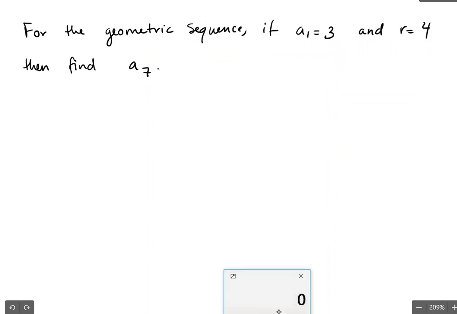Let's similarly attempt our next problem. For the geometric sequence, if the first term is 3 and the common ratio is 4, find the 7th term. Again, you could just list this out until you get to the 7th term, but by writing the formula based on the given information, we could find the 7th term in perhaps a more efficient way. So I'd encourage you to pause the video and attempt on your own.